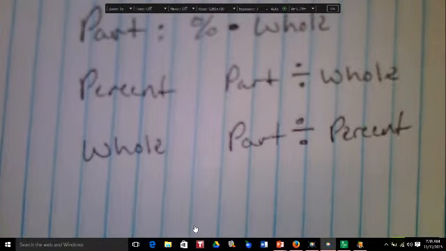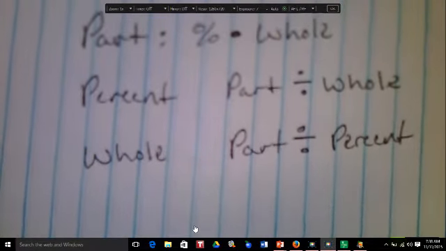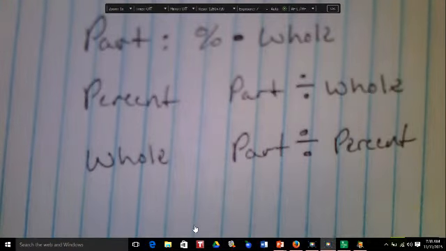Is that clear? Hopefully you will remember that, bear those things into memory. Moving forward, you'll have to know how to navigate between these things fairly quickly.